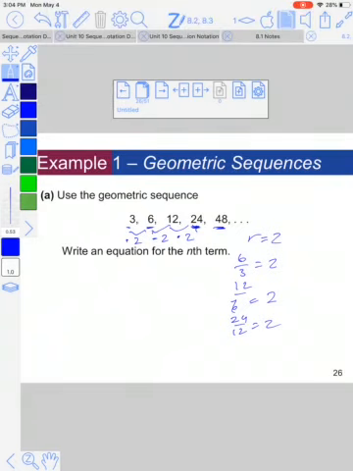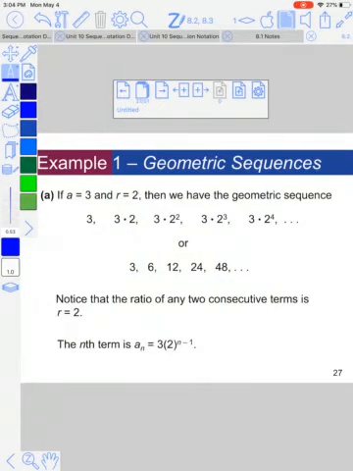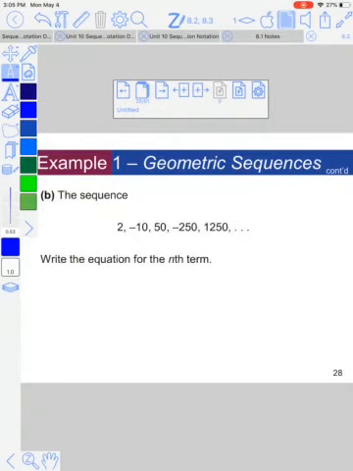Now, here we go. To find the nth term, a sub n, we take the first term, which is 3, times our common ratio, which is 2, to the n minus 1. There's an equation for the nth term. Done.